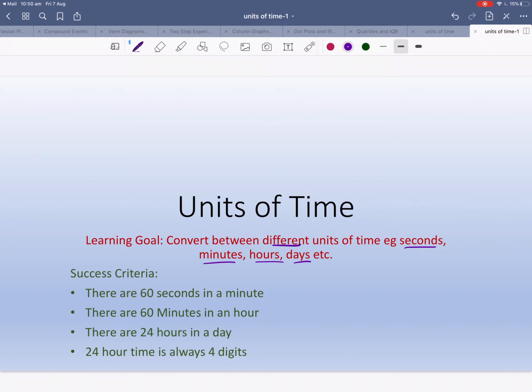So there are 60 seconds in a minute, there are 60 minutes in an hour, there are 24 hours in a day, and we're going to look at 24-hour time and notice that it's always 4 digits. It's a really critical point there. But let's get on to the lesson. So make sure you write this down.